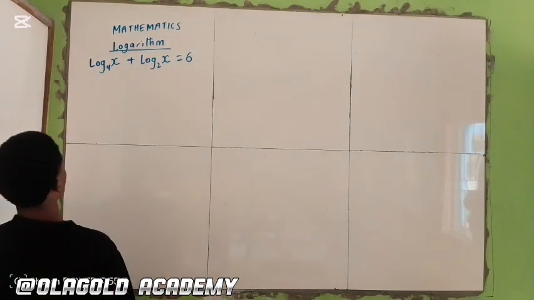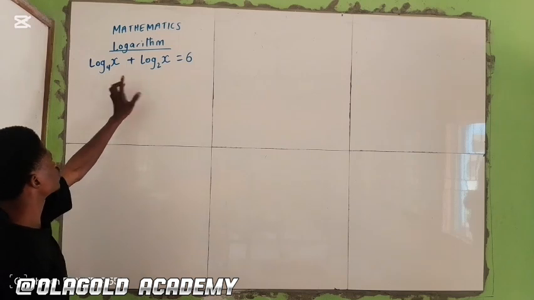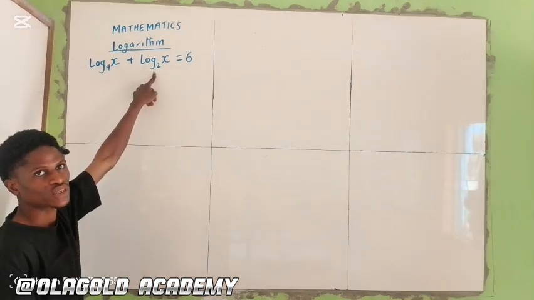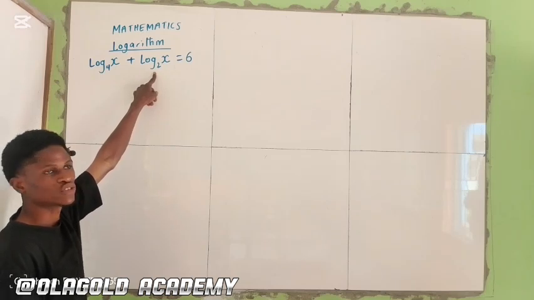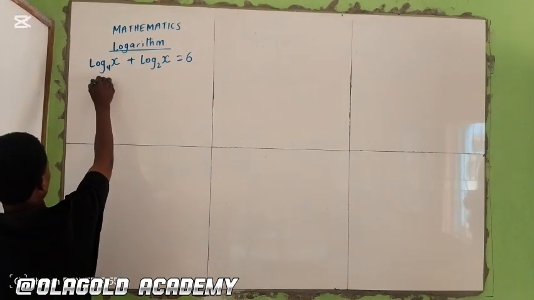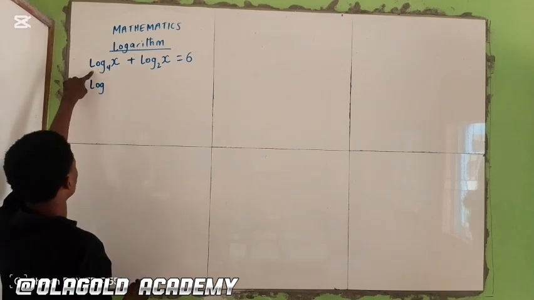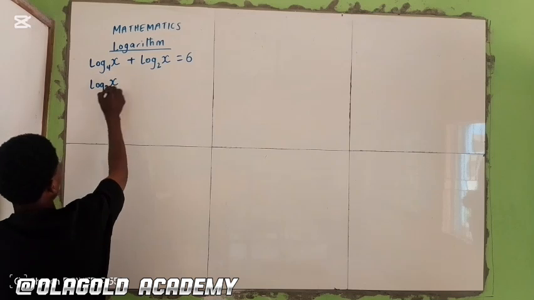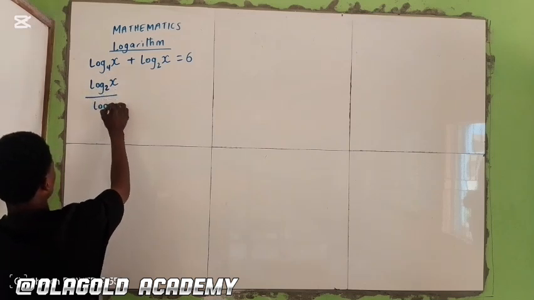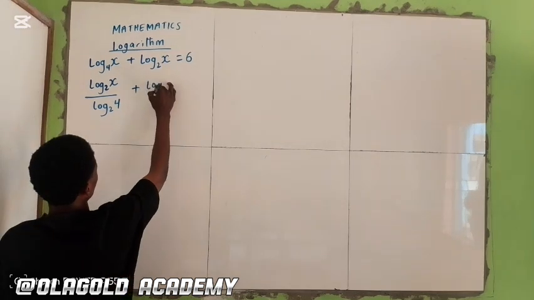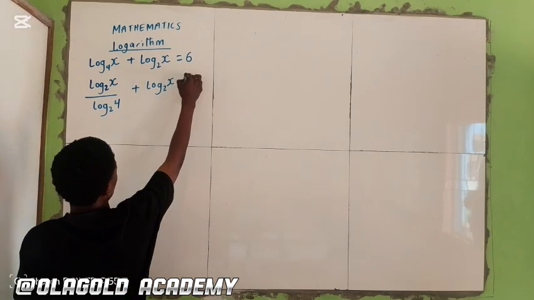So, the first thing to do here is to make this log and this log to have the same base. So how do we do that? We introduce a law known as the law of change of base. So I'm going to change the base to base 2. So we have log base 2 of x over log base 2 of 4 plus log base 2 of x equals 6.